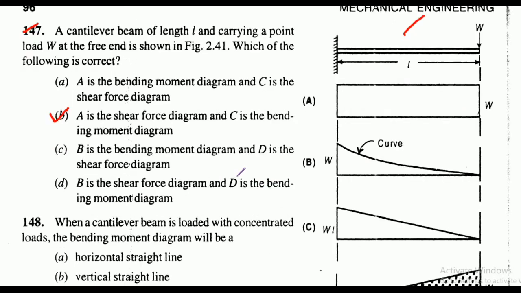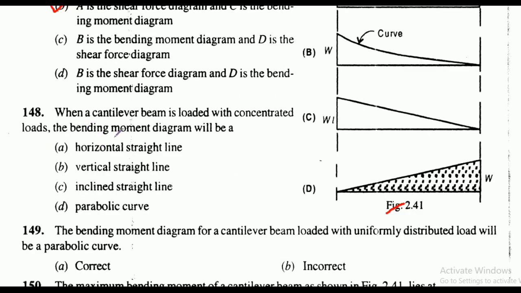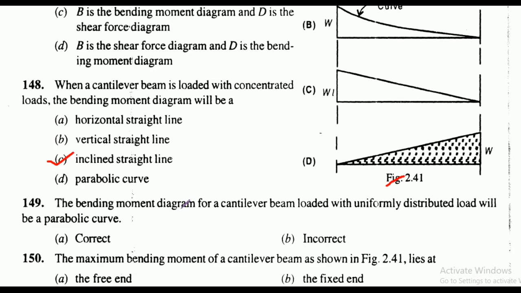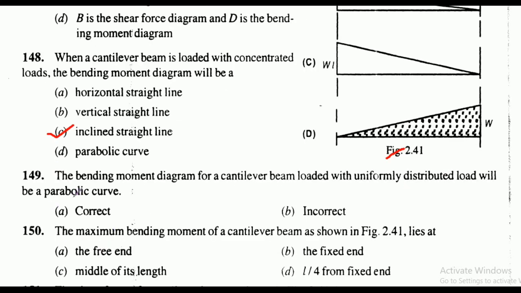Okay, now next is when a cantilever beam is loaded with concentrated loads, the bending moment diagram will be a. Here, friends, these are the options, and here correct answer is option C, that is inclined straight line. Next is here the bending moment diagram for a cantilever beam loaded with uniformly distributed load will be a parabolic curve. Correct or incorrect? Here, correct answer is correct.